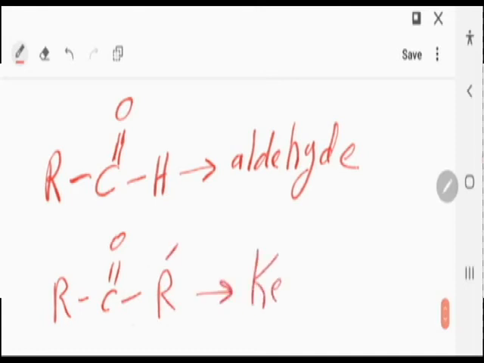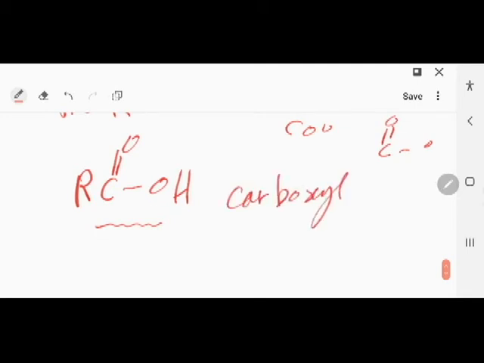And if we have R C O O, here we are talking about the carboxylic group, which is COO, which is C double bond O O. If we have this compound, then we are talking about carboxylic acid. And finally, if we have RCOO, now instead of this H, if we have another R here or R prime, then we are talking about ester.